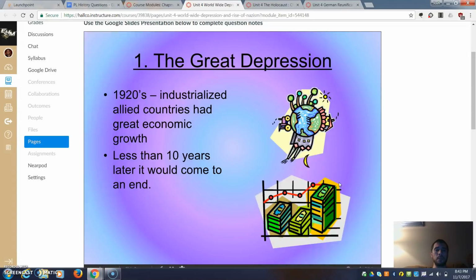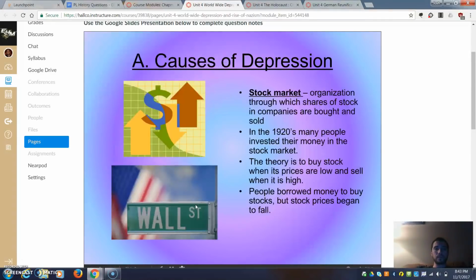But less than 10 years later, all that would come to an end, and people would all of a sudden become poor. The poverty rate would really skyrocket. If you don't know what the word poverty means, that means to be poor. It's another word for that. So, what were the causes of the Great Depression?